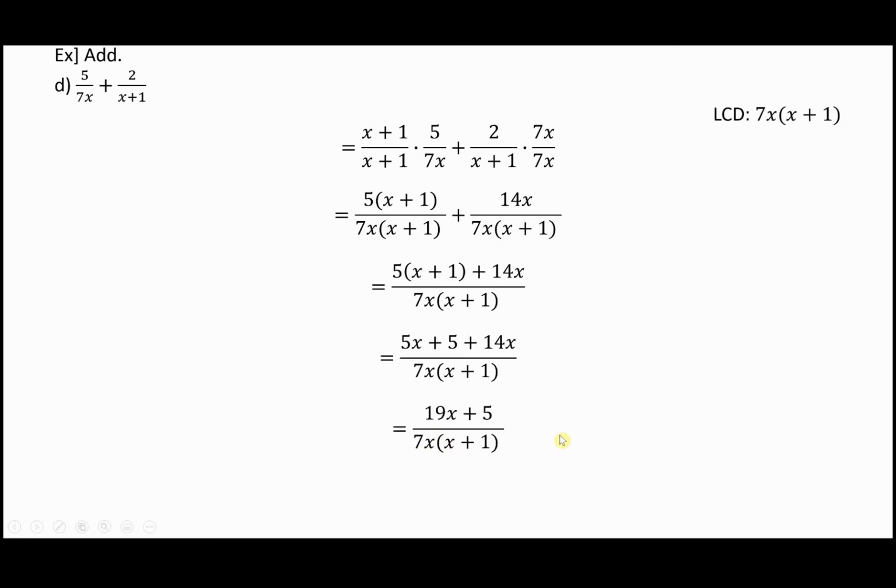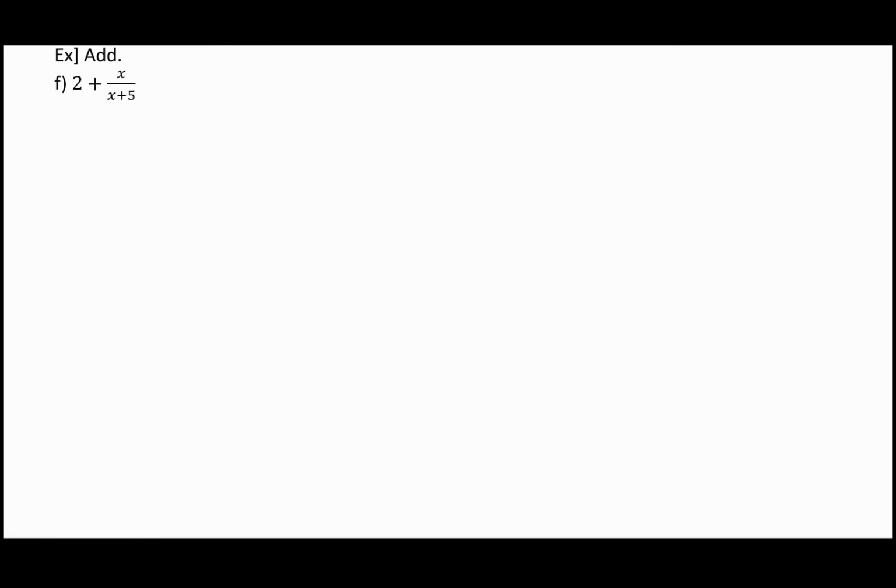All right, moving on to the next example. Oh, this one's an interesting one because it looks like that first term is an irrational expression.